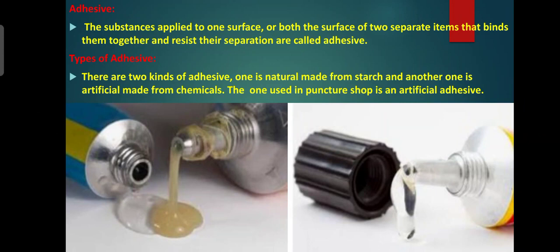Now move on, types of adhesives. There are two kinds of adhesives. One is natural, made from starch, and another one is artificial, made from chemicals. The one used in the puncture shop is an artificial adhesive. Artificial adhesives may be classified in a variety of ways depending on their utility. These forms are paste, liquid, film, pellets, tape, etc. It is used in various conditions such as hot melt, reactive hot melt, thermosetting, pressure sensitive and contact.